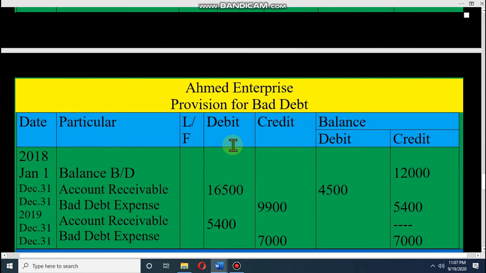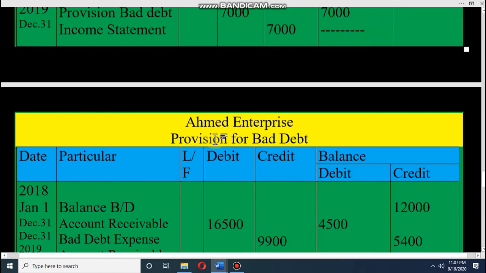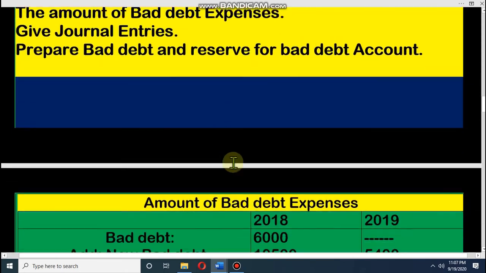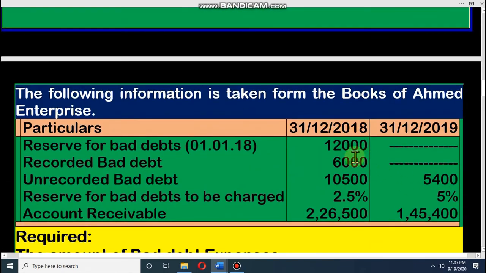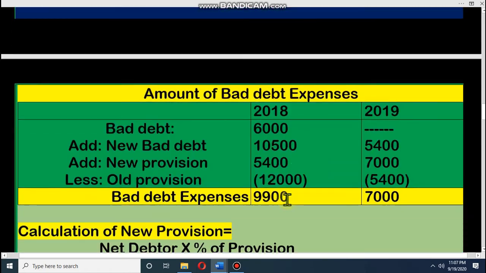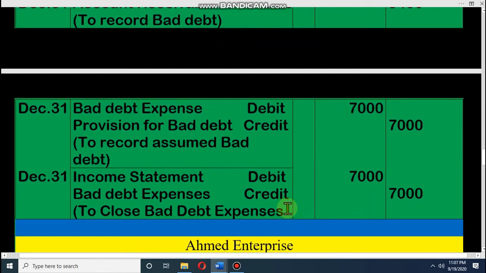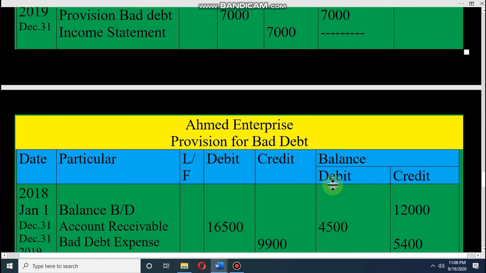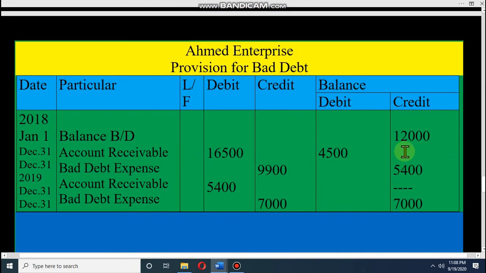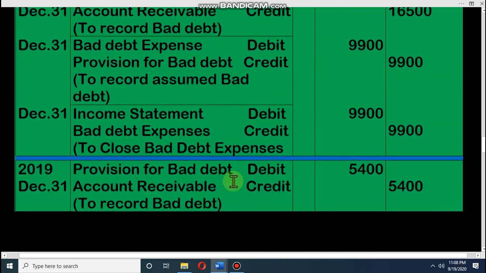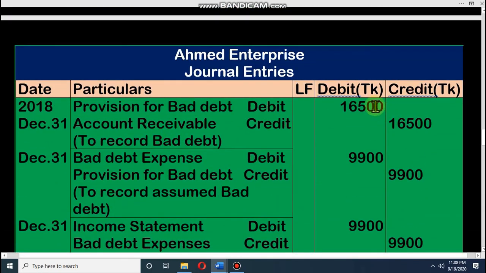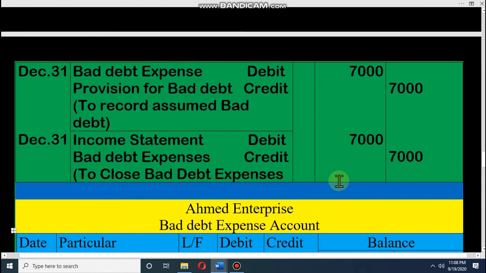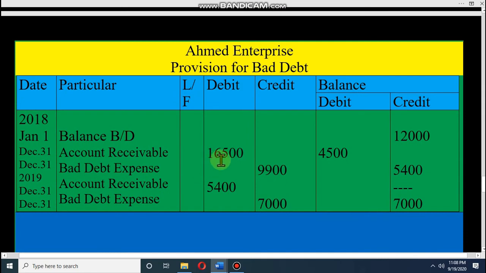Then the provision for bad debt account. Here we have an opening balance. Look at the question: the opening balance of provision for bad debt is 12,000. At first you have to write the opening balance, which is a credit balance. The provision account always shows a credit balance. Then from the journal, for the first year 2018, provision account debit 16,500, then provision account credit 9,900. Look at the math: provision account debit 16,500, provision account credit 9,900.